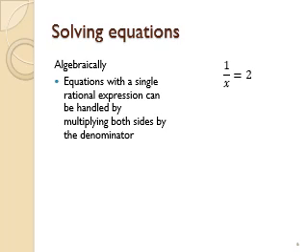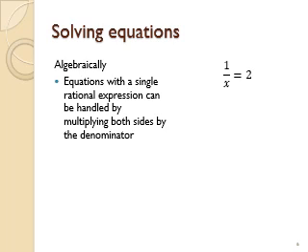Okay, well, let's just dive right into it. Solving rational equations algebraically can be broken into a few different categories. To be a rational equation, you have to have at least one rational expression. So let's start with that simplest category. What if you had an equation that only had one rational expression? Well, one way to solve that would be to multiply both sides by the denominator.